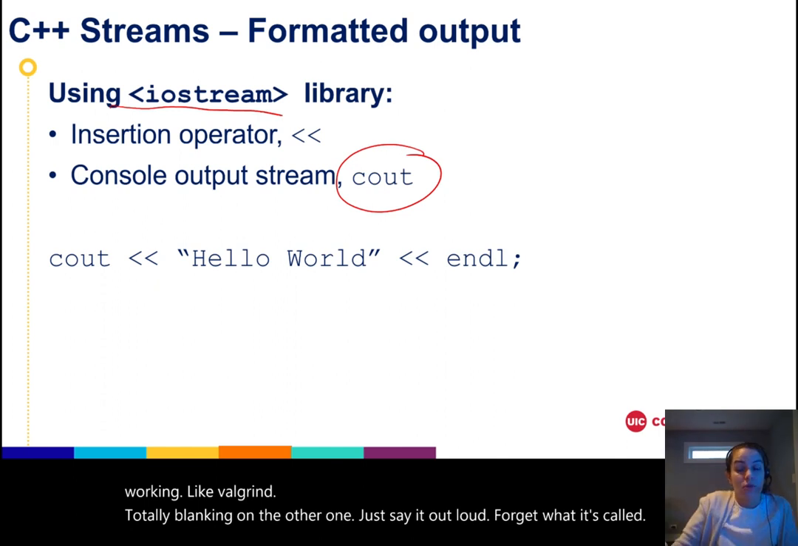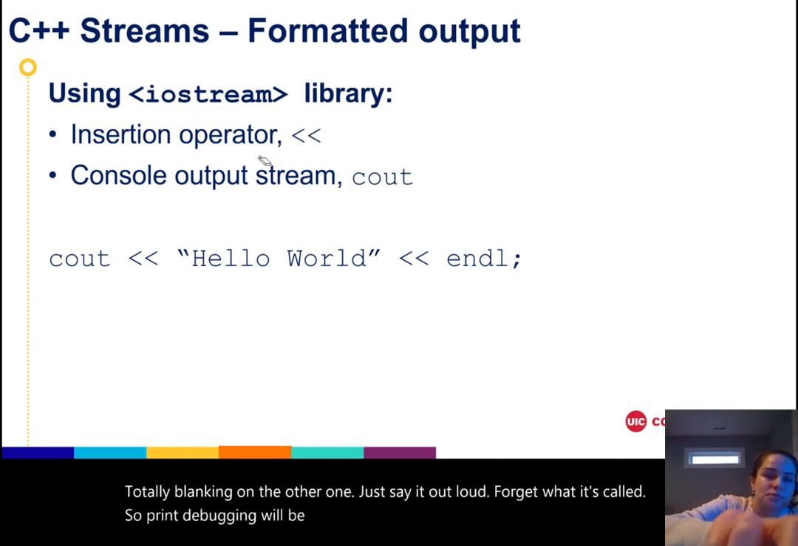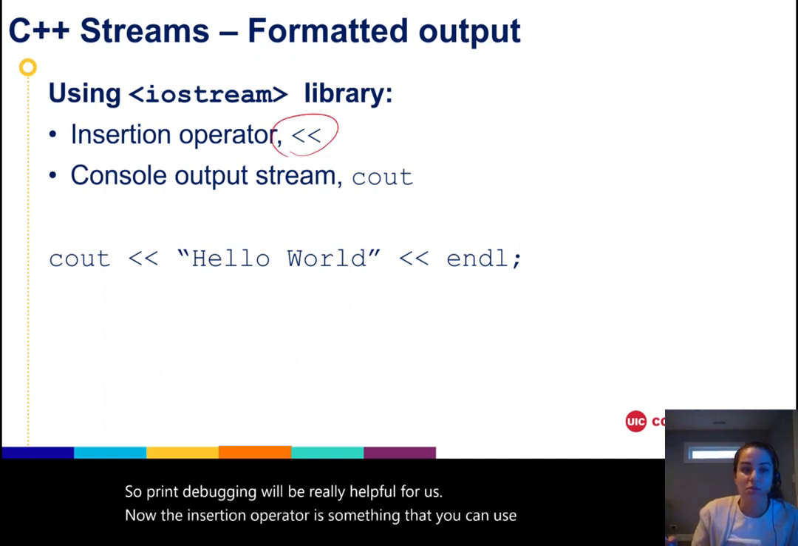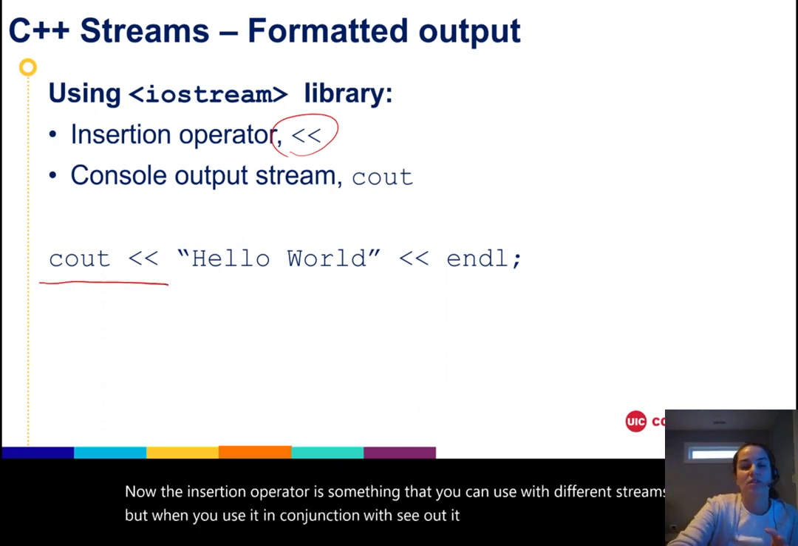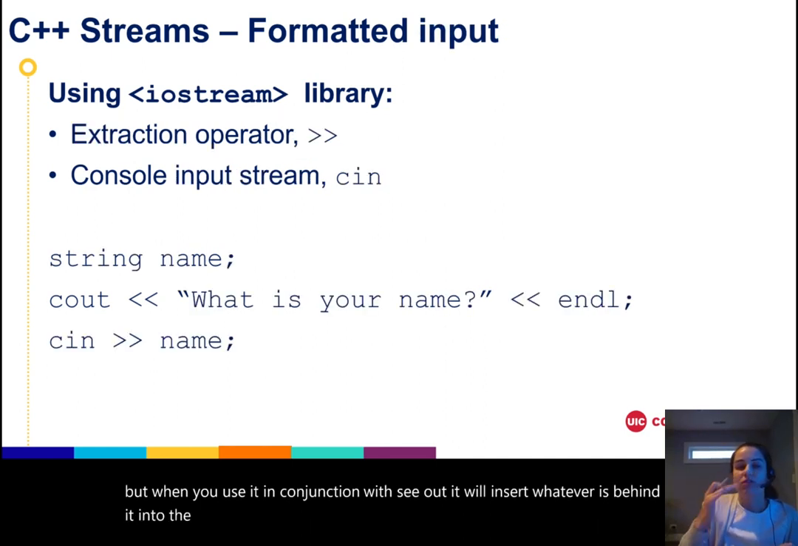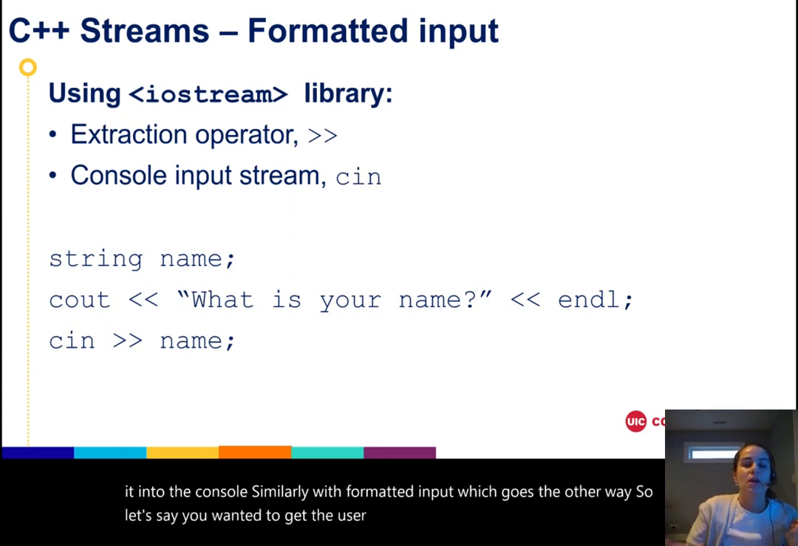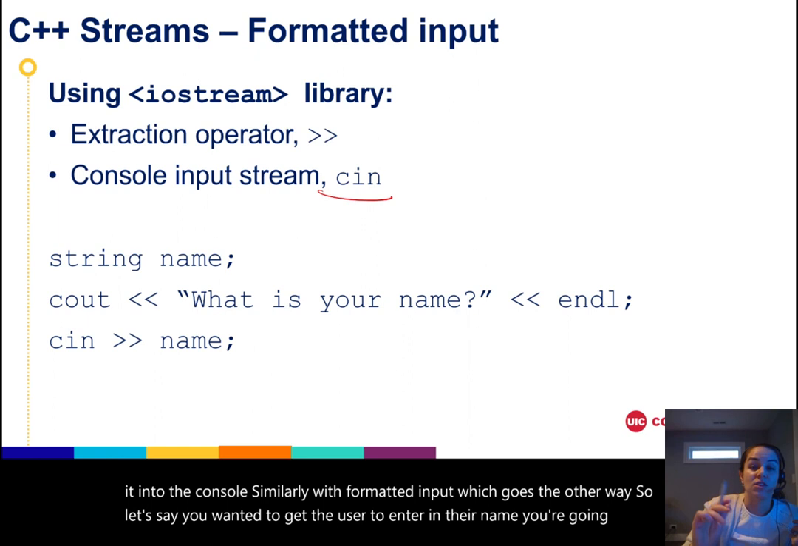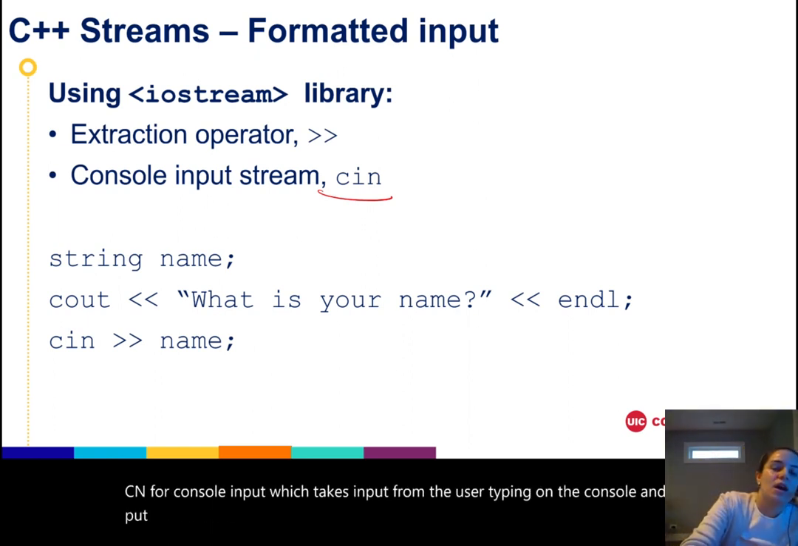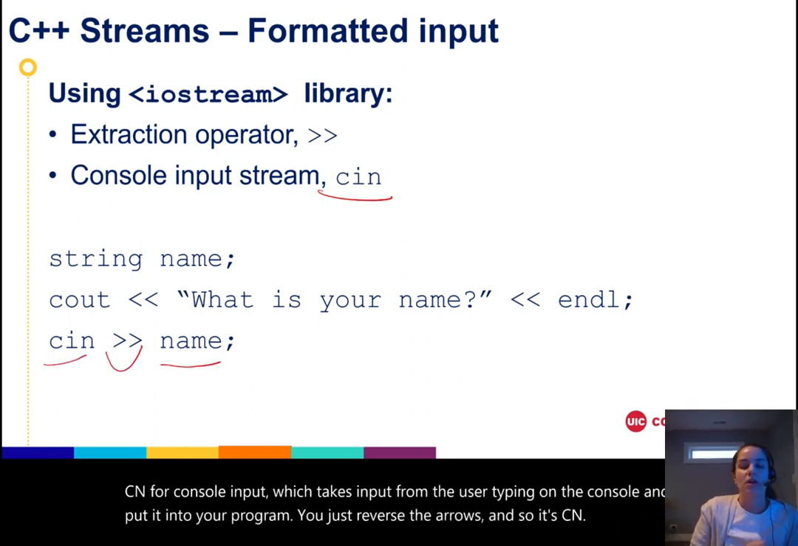Anyway, so print debugging will be really helpful for us. Now, the insertion operator is something that you can use with different streams, but when you use it in conjunction with cout, it will insert whatever is behind it into the console. Similarly with formatted input, which goes the other way, so let's say you wanted to get the user to enter their name, you're going to use cin for console input, which takes input from the user typing on the console and puts it into your program. You just reverse the arrows, and so it's cin arrows into the variable.